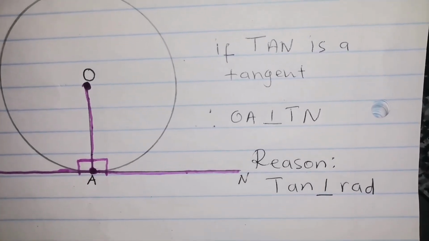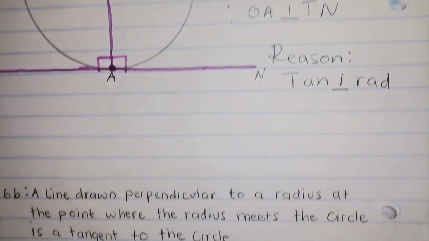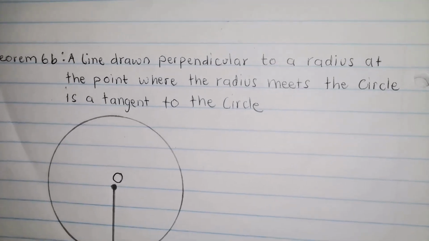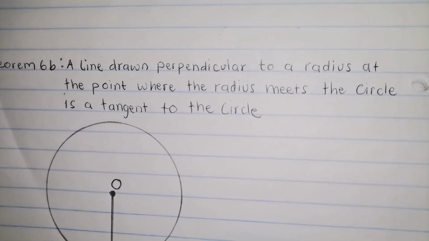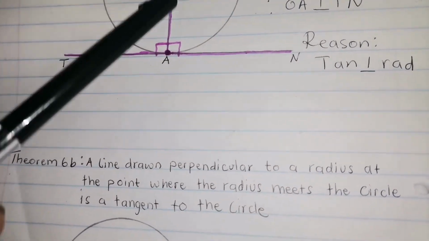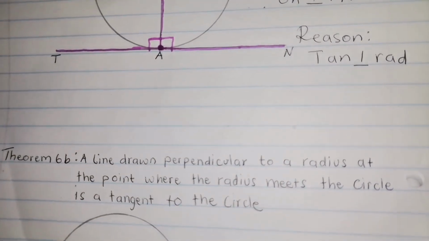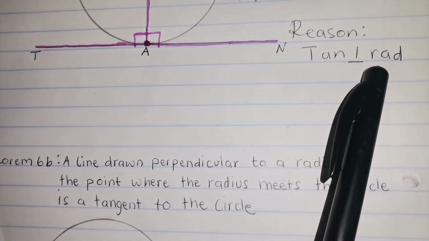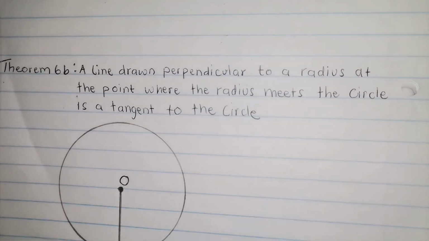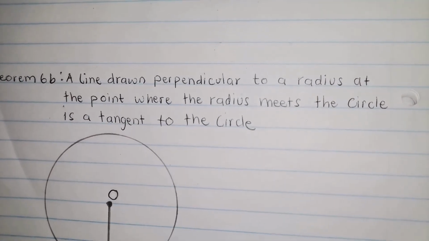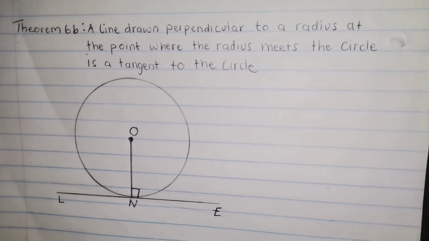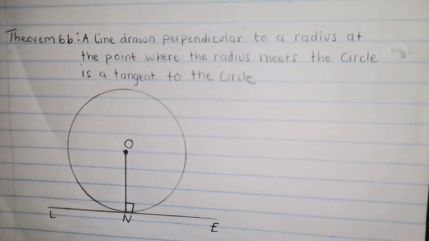Let's go to the converse, or the exact opposite of theorem 6a. Here's our converse, guys. In theorem 6a, we talked about: if TAN is a tangent, therefore OA is perpendicular to TN. Reason: tangent perpendicular to radius. 6b talks about the exact opposite, basically. I will explain the difference between 6a and 6b.